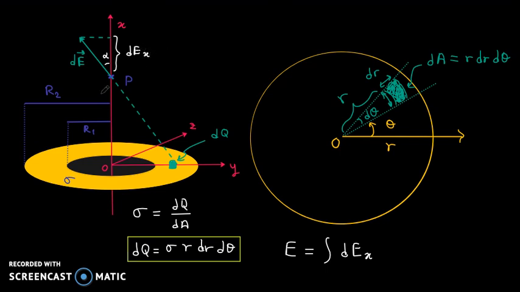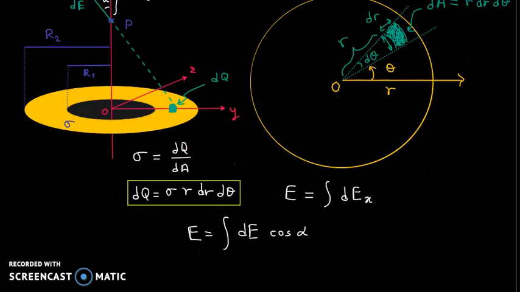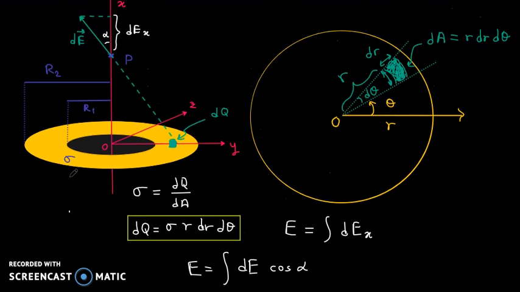What is dEx equal to if this angle is alpha? It's equal to dE times cosine alpha, like so. So now let's find an expression for cosine alpha in terms of the variables that we come up with to solve this problem, the integration variables. So if that's alpha, this angle here is also alpha.